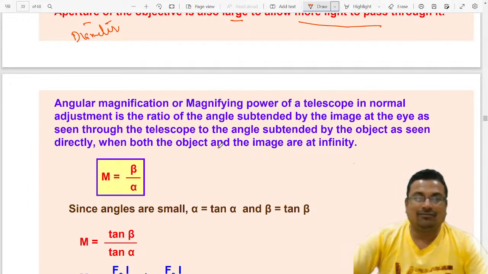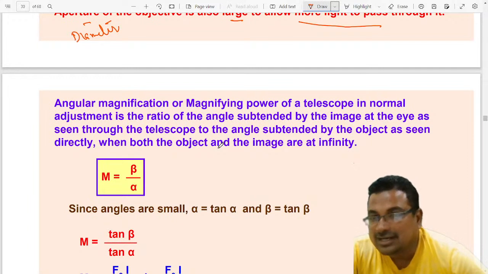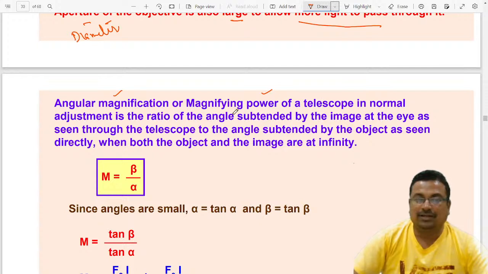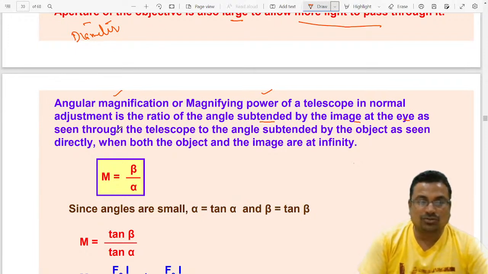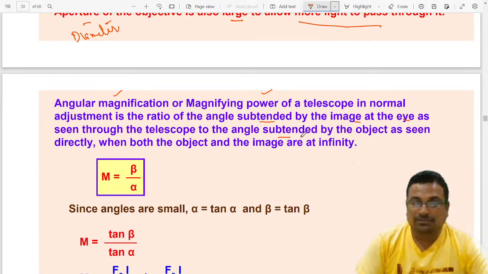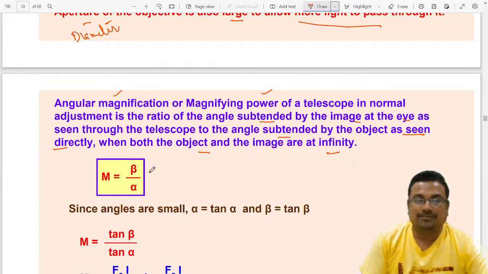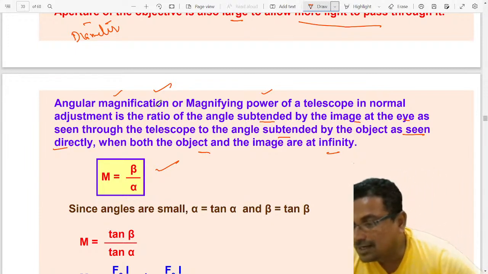Friends, that was the angular magnification of the microscope. Now it is the angular magnification of the telescope. The angular magnification or magnifying power of a telescope is the ratio of the angle subtended by the image at the eye through the telescope to the angle subtended by the object seen directly, when both object and image are at infinity. So this is the formula for the magnifying power of the telescope.